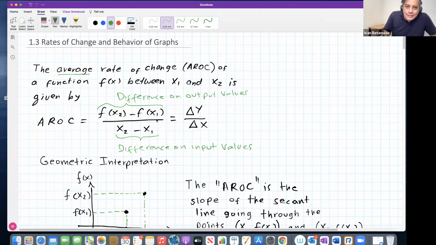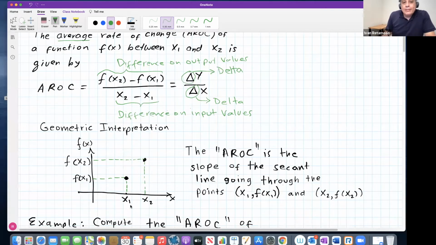Now, mathematicians use this Greek letter delta as a way to express the difference on the output values. This is delta, and this whole thing is read delta y. This is also delta, right? It's a Greek letter, delta x. All right.